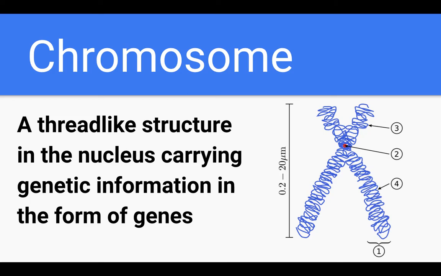So chromosomes are thread-like. They're found in the nucleus. They contain genetic information, so they contain the instructions for life. They are going to be the instructions for how an organism is going to function, what an organism is going to look like. And that genetic information comes in the form of genes.